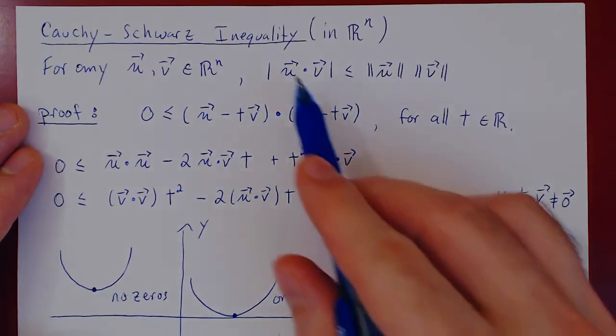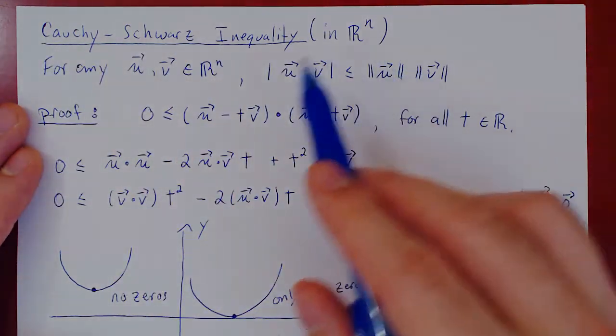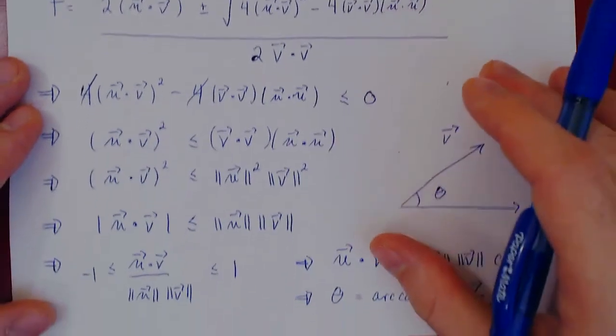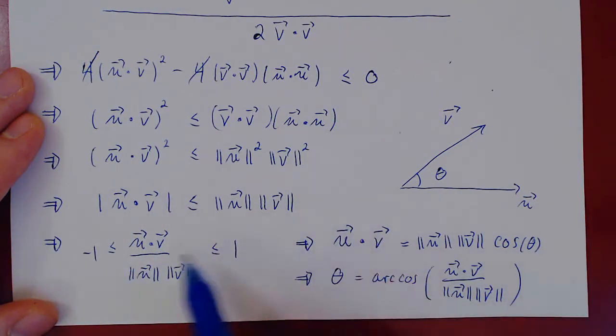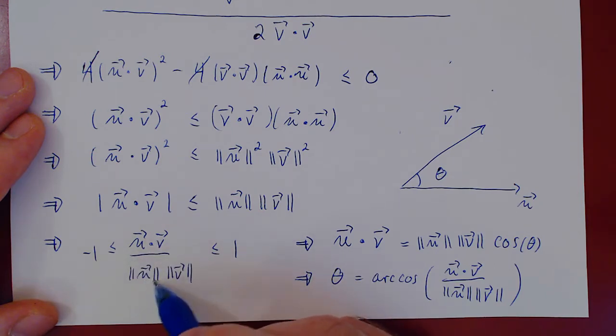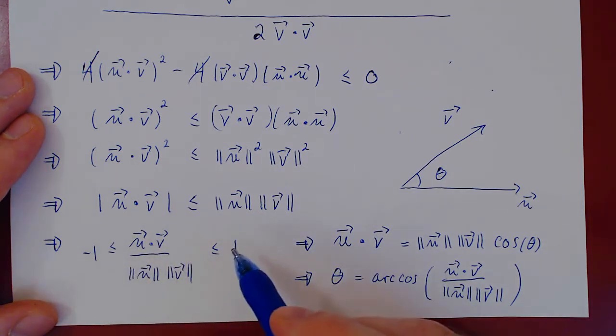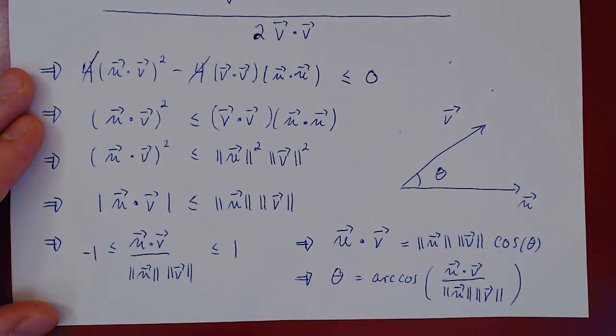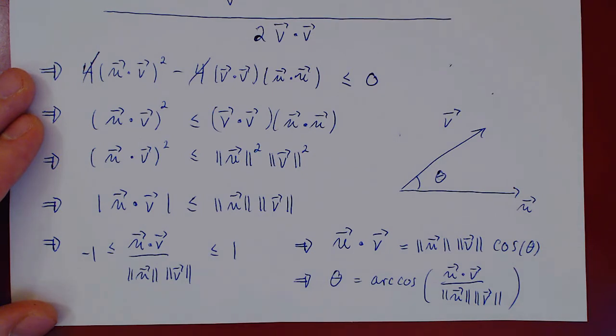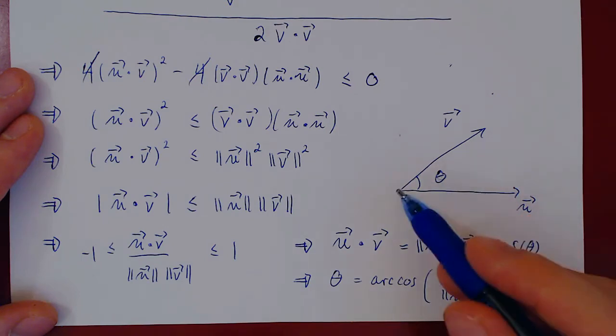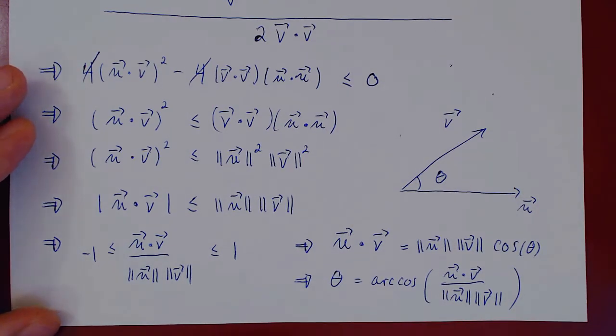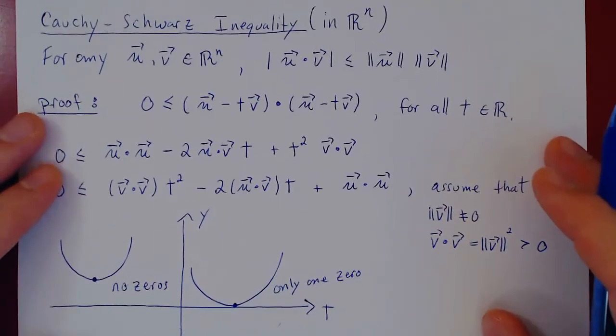But because we have just proved that the Cauchy-Schwarz inequality holds in Rn for any n, the direct consequence is that this ratio, u dot v over norm of u norm of v, is always between negative 1 and 1, and that is exactly the domain of the arc cosine function. The arc cosine function is only defined for values between negative 1 and 1. Because of Cauchy-Schwarz, the arc cos of this number always makes sense, and therefore the concept of angles between two vectors always makes sense in Rn for any n. And this is why this inequality is so important.